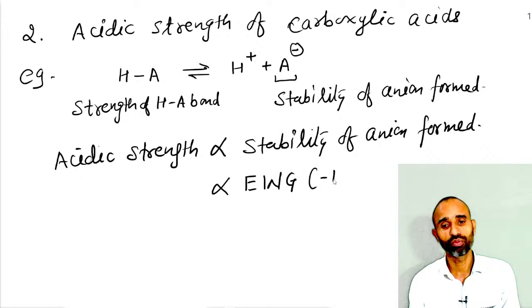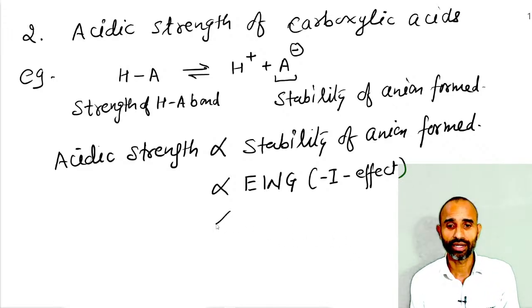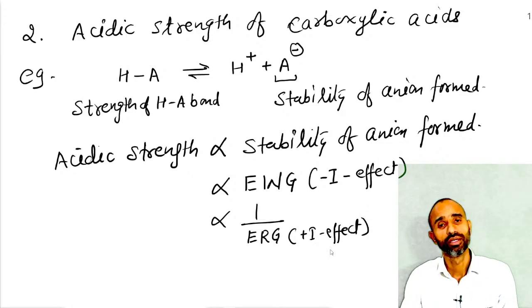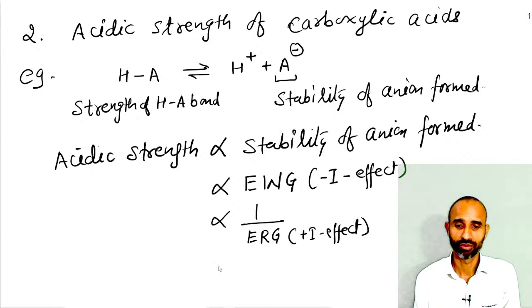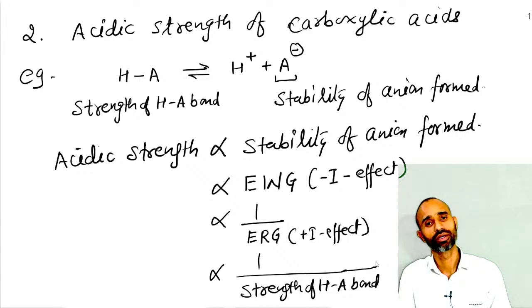Electron withdrawing group in case of inductive effect means any group which has minus I effect. Second, if we attach electron releasing groups, means any group which has plus I effect, then acidic strength decreases, and it is also inversely proportional to the strength of the H-A bond, because if the bond is strong, then it is difficult to break, and therefore it will not give H plus easily.